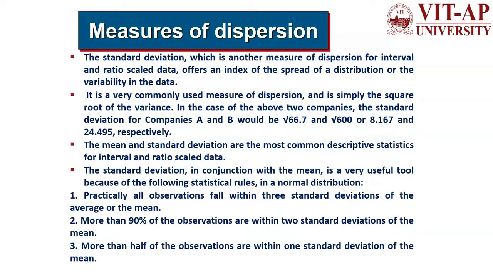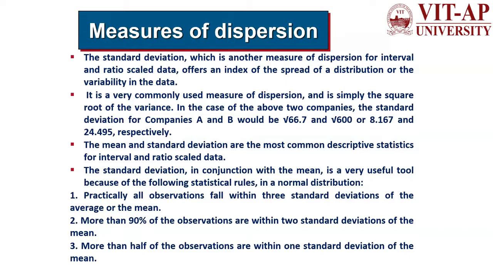For example, in the case of the two companies we discussed earlier, the standard deviation for company A and B would be the square root of 66.7 and the square root of 600, or 8.167 and 24.495 respectively. The mean and standard deviation are the most common descriptive statistics for interval and ratio scaled data. The standard deviation in conjunction with the mean is a very useful tool because of the following statistical rules in a normal distribution.